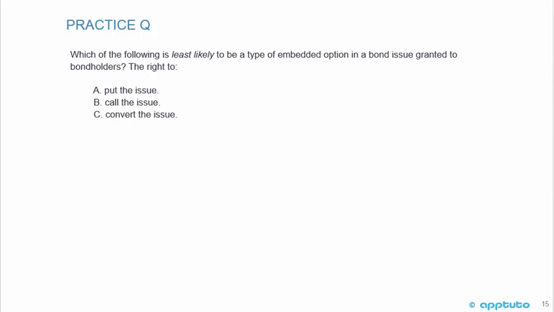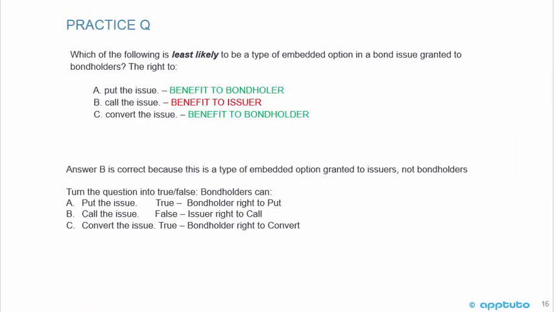Which of the following is least likely to be a type of embedded option in a bond issue granted to bondholders? The right to A, put the issue, B, call the issue, or C, convert the issue. I think these questions should be getting a little bit easier, but you need to be careful with the least likely and the most likely, okay? So in this case, we're looking for the least likely embedded option granted to the bondholder.